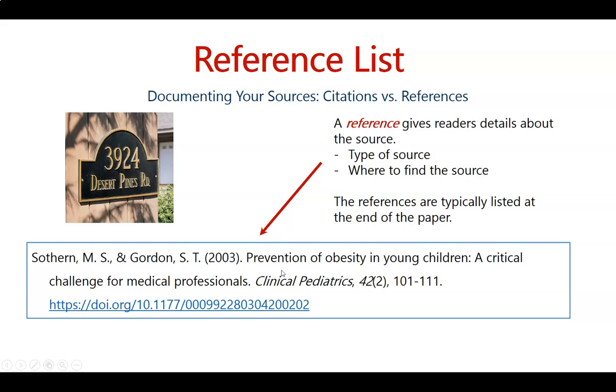Here is the title of the actual article. It's in regular font. Here is the title of the periodical or the journal, and that is in italics. Also in italics is the volume. Following that, in regular font within parentheses, is the issue. And after that, you have the page numbers.